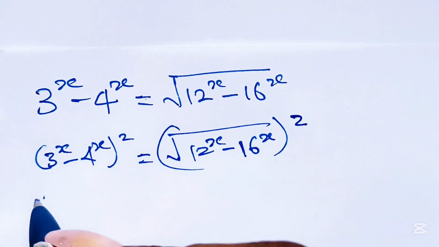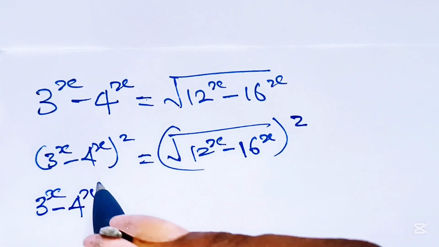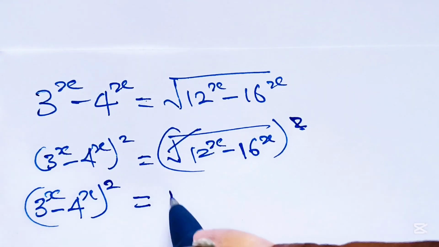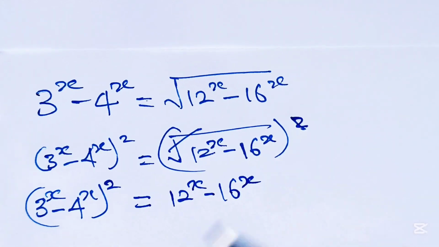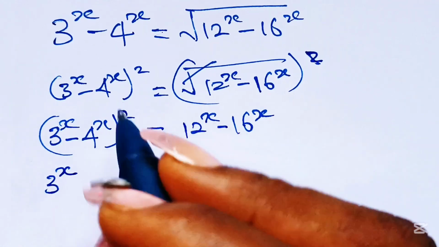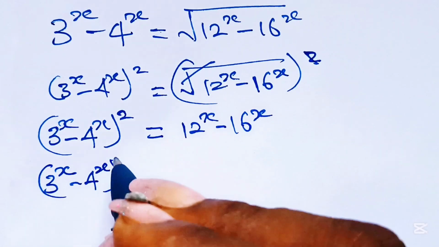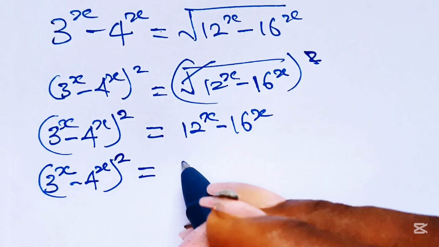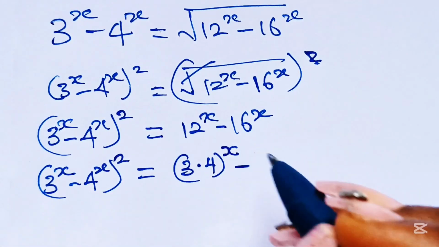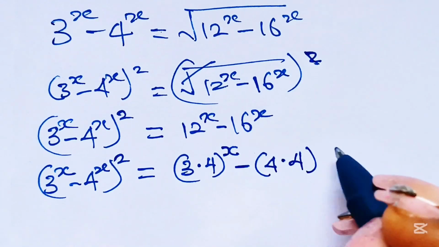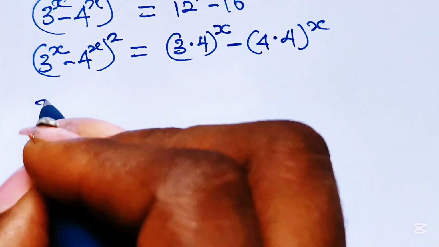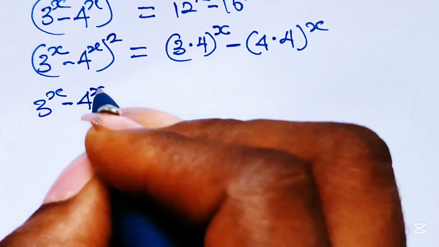Okay, so we have (3 to the power of x minus 4 to the power of x) squared is equal to, this will cancel this, so we have 12 to the power of x minus 16 to the power of x. All right, so we have (3 to the power of x minus 4 to the power of x) squared is equal to 12, which is the same thing as 3 multiplied by 4, right, raised to the power of x, minus 16, which is the same thing as 4 multiplied by 4 raised to the power of x as well.